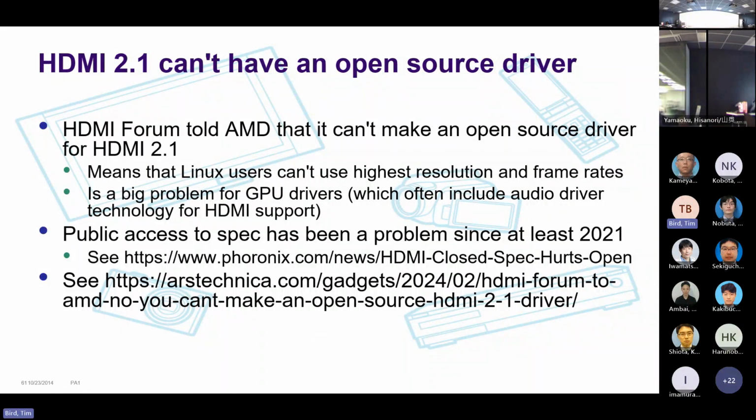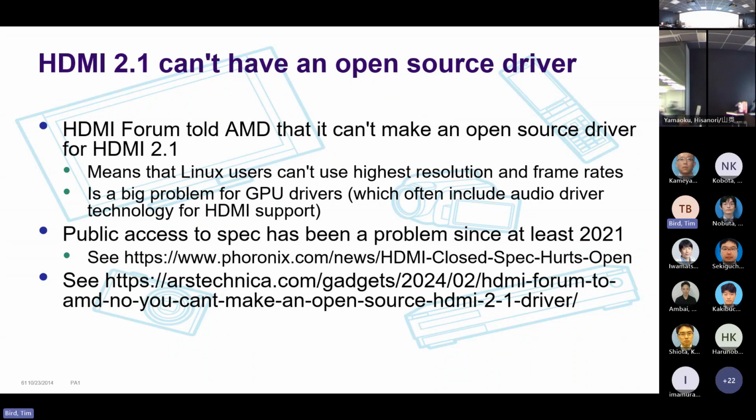And then here's the other side of this. It turns out that HDMI 2.1 can't have an open source driver. So just recently, the HDMI Forum told AMD that it is not allowed to make an open source driver for HDMI 2.1.